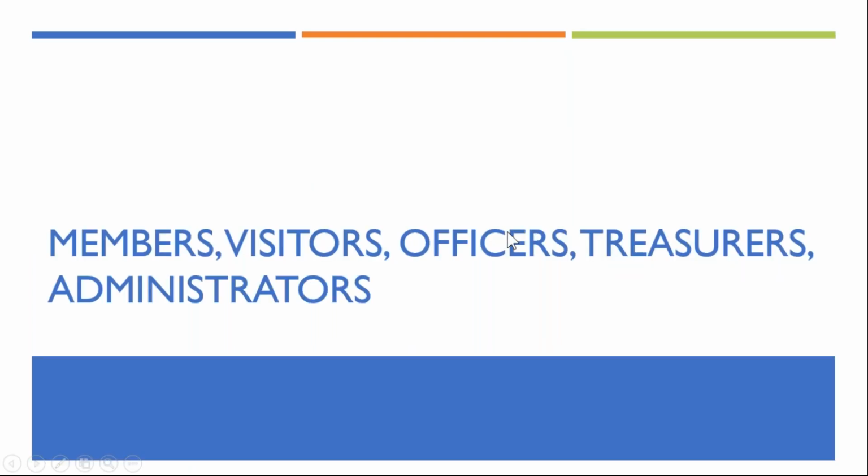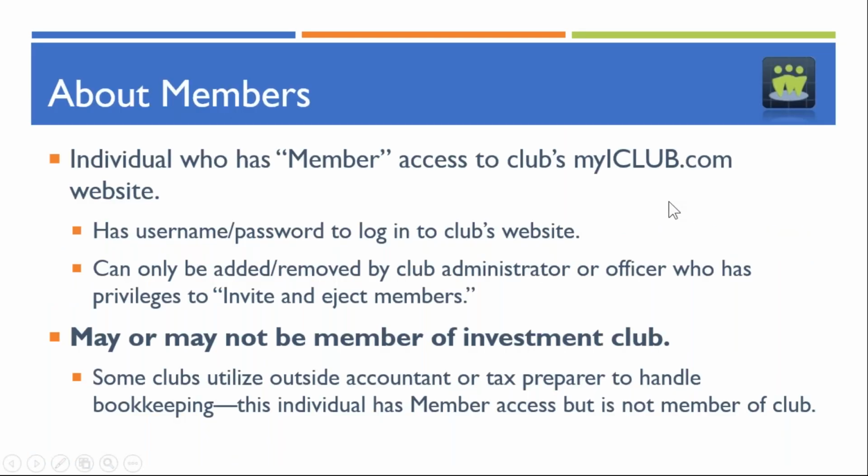So without further ado, let's talk about members and visitors and officers and treasurers, administrators, who they are, what they are, and we'll start by taking a look at some key definitions, the various types of individuals who have access to your club website. When we talk about members, this is any individual who has, quote, member access to your club's private myiclub.com website.